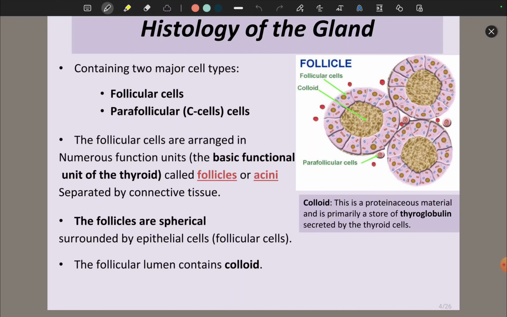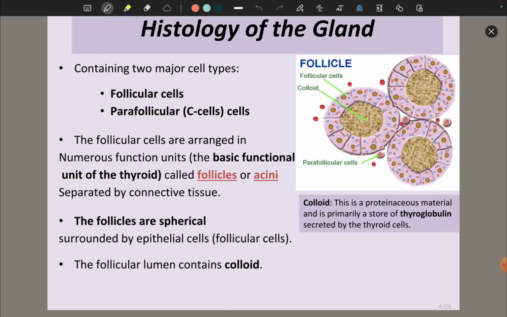What is a follicle? Follicles are spherical shaped, formed by lines of cells, follicular cells or thyroid cells. These are cuboidal follicular cells. These cells make follicles, and inside these follicles there will be thyroid hormone. This is the store of thyroid hormone. Colloid here. Colloid is a proteinaceous material, thyroglobulin. Thyroglobulin contains thyroid hormone T4 and other particles.